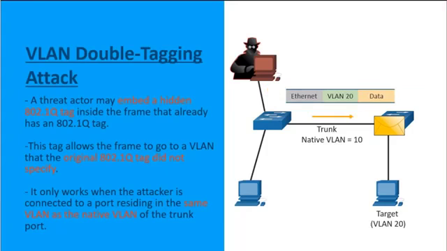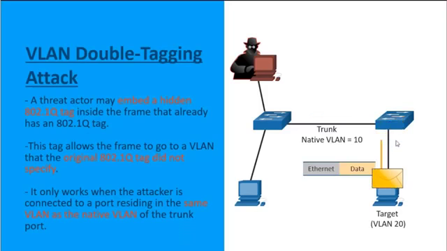Now, as that frame moves across the trunk link, the first header of VLAN 10 was removed. And now the internal tag, which is the VLAN 20, still exists. This second switch is going to receive that frame, it's going to strip off that VLAN 20 header, and then it's going to forward it out any VLAN 20 ports, which includes down to that targeted host. This is effectively allowing our threat actor machine on VLAN 10 to communicate to the target on VLAN 20 using a double tag.